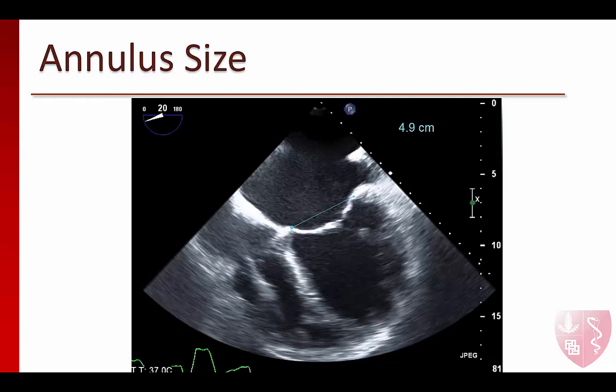This image shows a mid-esophageal 4-chamber view showing a large dilated left atrium and dilated mitral valve annulus. The anterior-posterior diameter of the mitral annulus is measured using calipers. A diameter less than 3.8 centimeters is normal, and this one measures almost 5 centimeters. It's dilated.